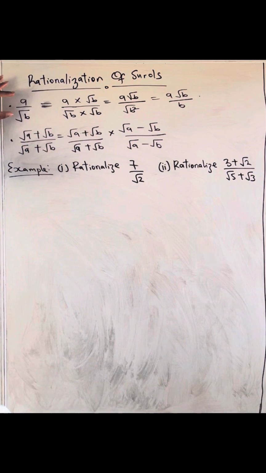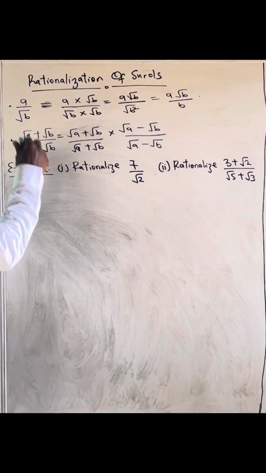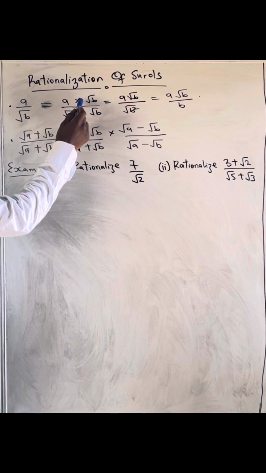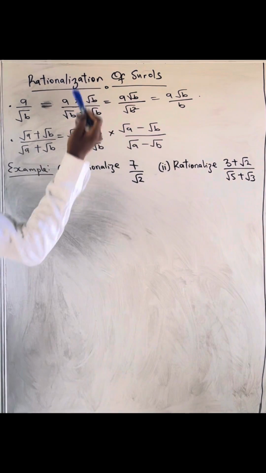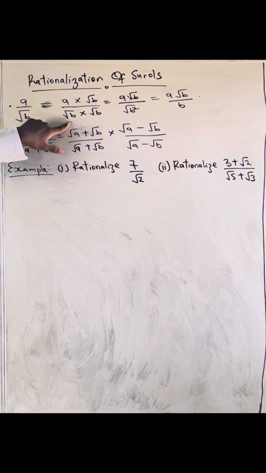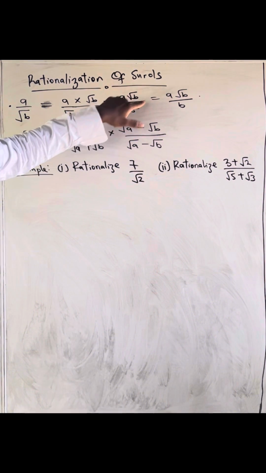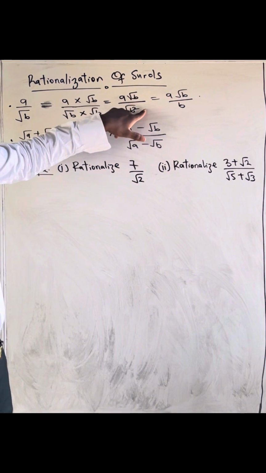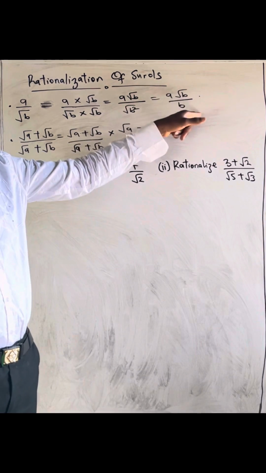So to rationalize a over root b, I'm going to multiply a over root b by root b over root b. So a times root b will give you a root b, over root b times root b, which will give you root b squared. Therefore, this square root will cancel this square, and it will be equal to a root b over b.